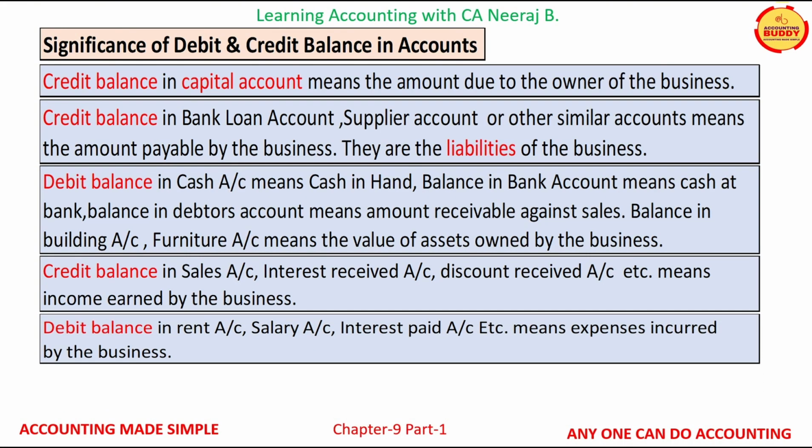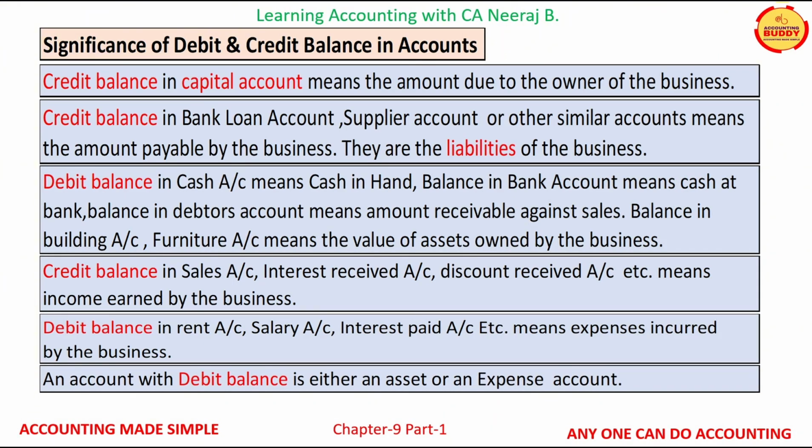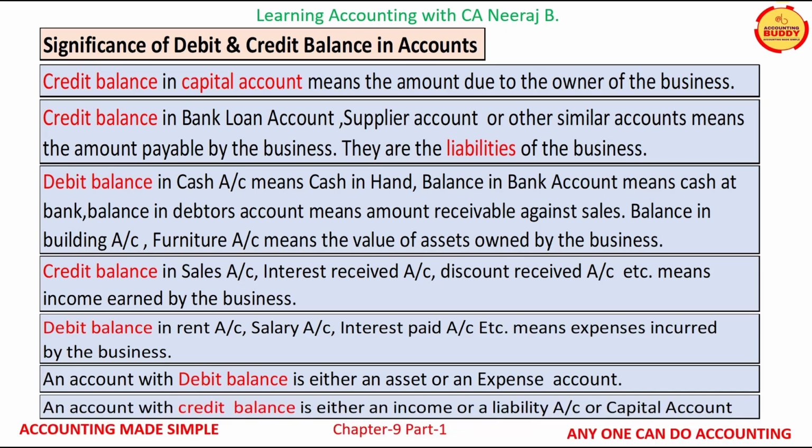Debit balance in rent account, salary account, interest paid account, etc. means the expenses incurred by the business. An account with debit balance is either an asset account or an expense account. An account with credit balance is either an income account or a liability account or a capital account.